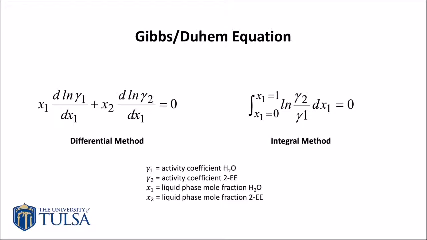For the integral method, the natural log of gamma 2 divided by gamma 1 must be calculated and plotted versus x1 and fit with a polynomial equation. The polynomial can then be analytically integrated and used to solve this equation. For the data to be considered thermodynamically consistent, the value of the integral must be equal to 0.